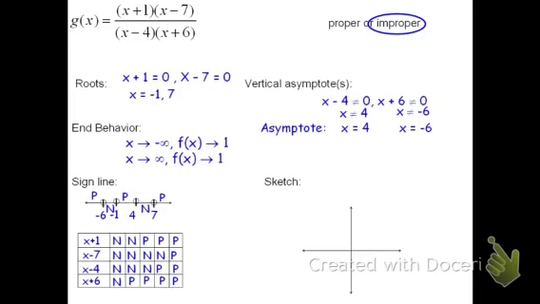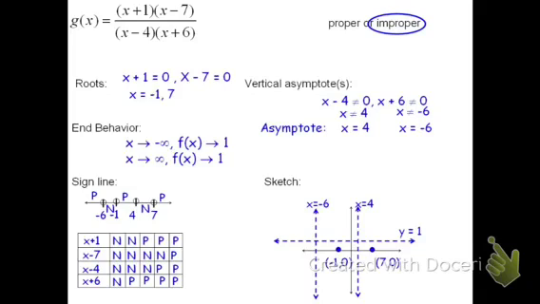Sketching this out, we're going to go and put in our 2 vertical asymptotes at x is negative 6 and x is positive 4. We have that it's going to have a horizontal asymptote where y is 1. And we have the 2 roots, the negative 1, 0 and the positive 7, 0. Now we're going to need to look at the signs for each interval.